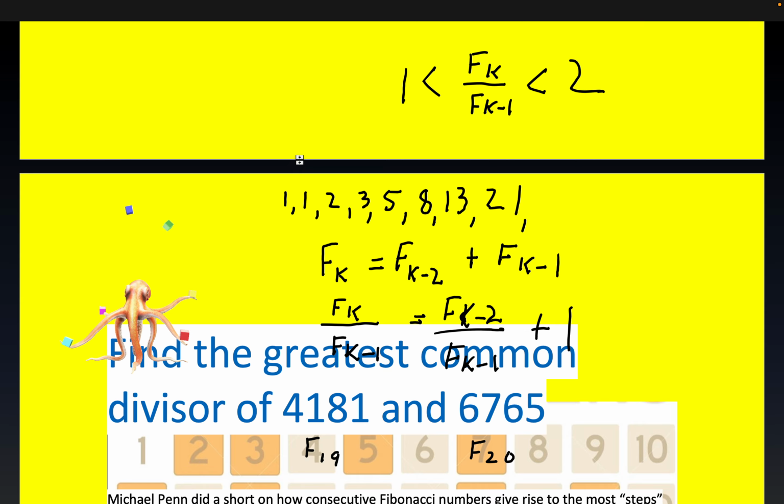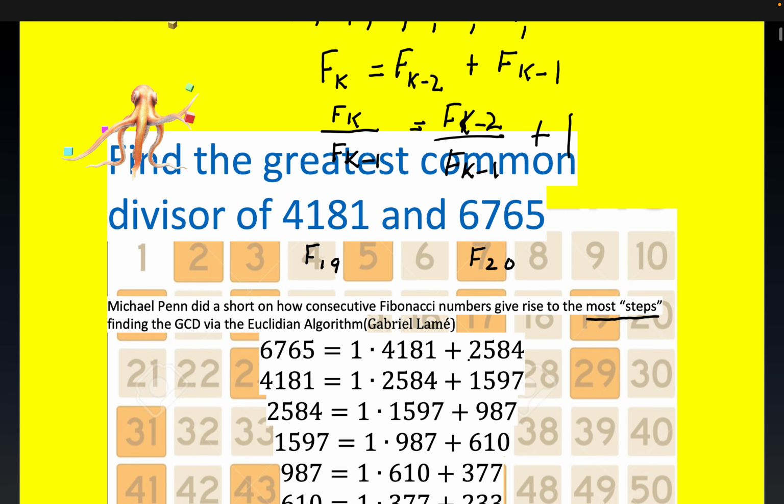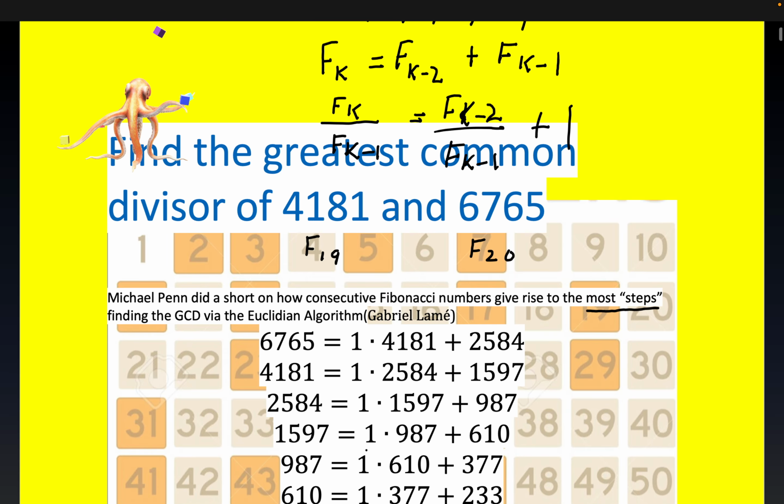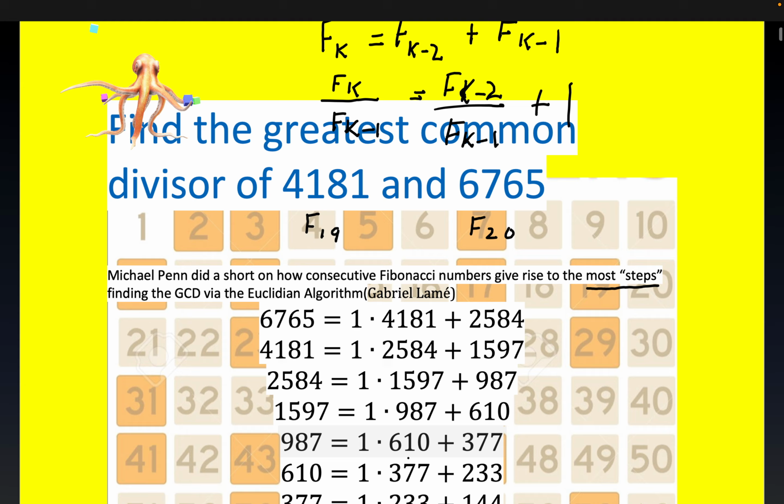Okay, but what does that mean with respect to the Euclidean algorithm? Well, I've done it here for you, and most of the work is, you see how you have a 1 here all the way down. You see, you're never going to hack away at this more than just a quotient of 1. But you can see how many steps this is taking here.